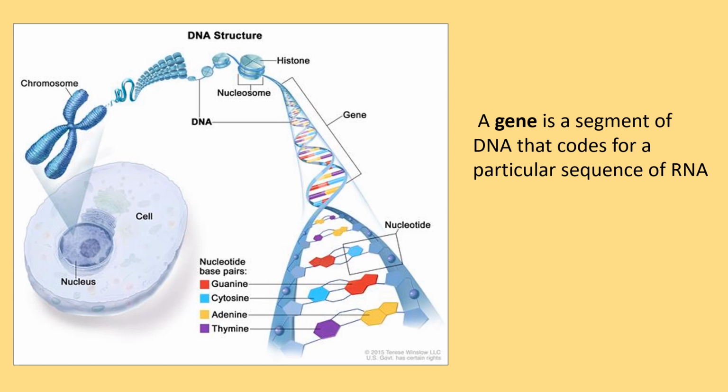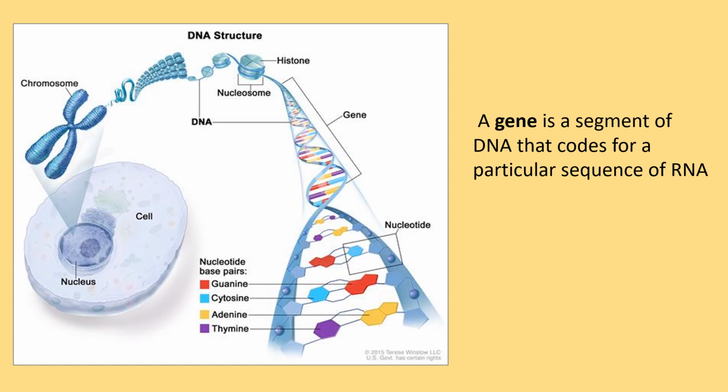A gene is a section of DNA that codes for a particular sequence of RNA. Shown here, if we start on the left side of the image, we can see that chromosome coming from the cell nucleus. This is a chunk of DNA that you inherited from one of your biological parents. That chromosome is made up of DNA and proteins, tightly coiled DNA.